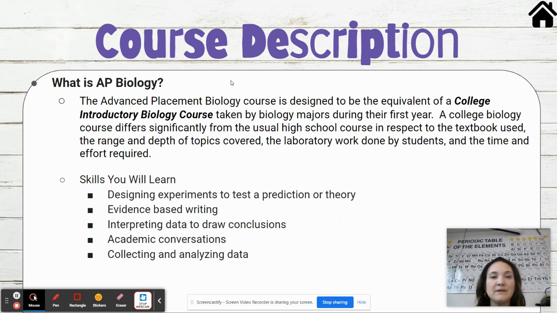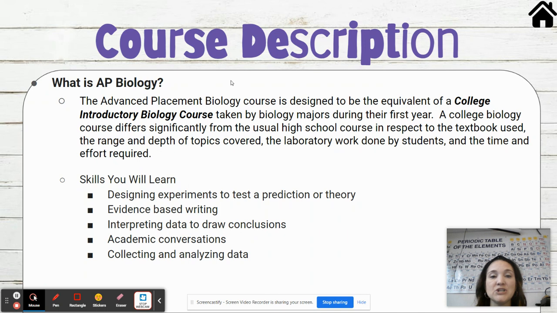But in addition to learning about biology, there are some skills that you're going to learn in this course that you can use in some of your other science courses or even some of your classes that aren't necessarily science. Some skills you'll learn are things like designing an experiment. For example, there will be several times throughout each semester that you will design your own lab or your own experiment, basically testing a hypothesis that you and your group come up with.